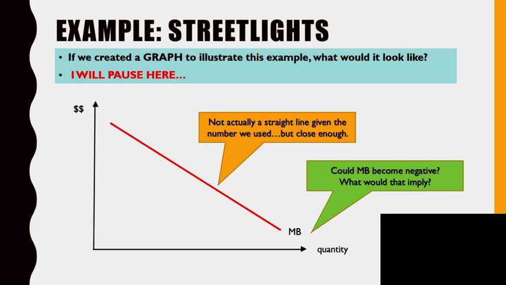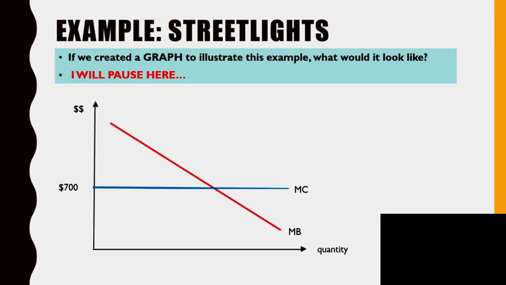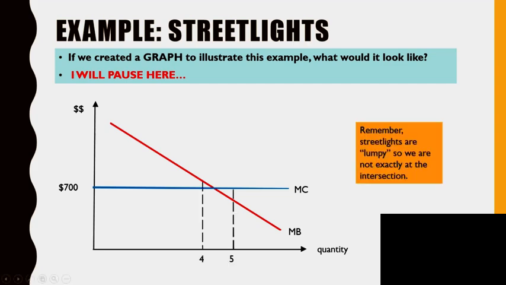What's marginal cost going to look like? Well, if marginal cost is constant at $700, then it's going to be a horizontal line. So we have a downward sloping marginal benefit curve and we have a horizontal marginal cost curve, right? Now, we figure out that these intersect somewhere between the fourth and the fifth streetlight, right? And if we had thousands and thousands of units, we'd probably end up right at the intersection. But we've got a lumpiness thing because there's only 5 streetlights.